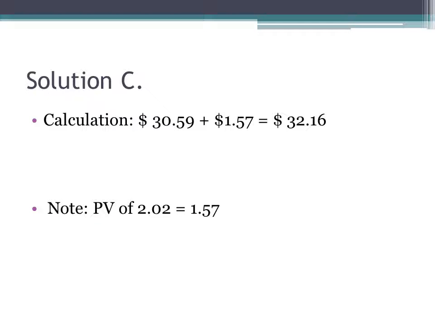Question 3C is very similar. We use last year's ending price of $30.59. Then we add this year's dividend with the present value of $1.57. This equates to $32.16.